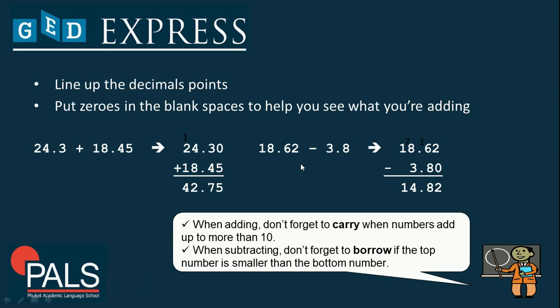Same is true with subtraction. So 18.62 minus 3.8, that will give you 18.62 minus 3.80, and the difference will be 14.82. Now take note that when adding decimals, you don't forget to carry when numbers add up to more than 10. And when subtracting, you should not forget to borrow if the top number is smaller than the bottom number.